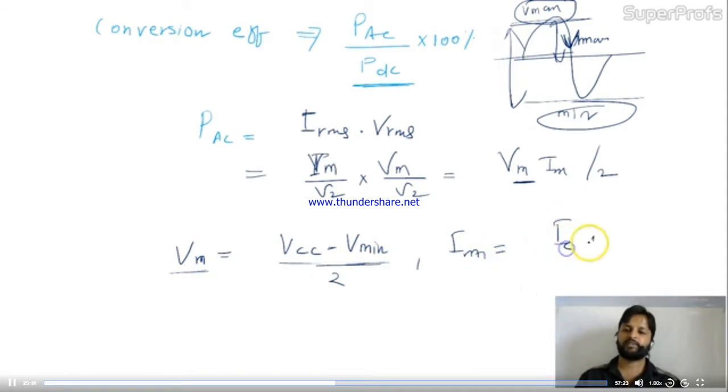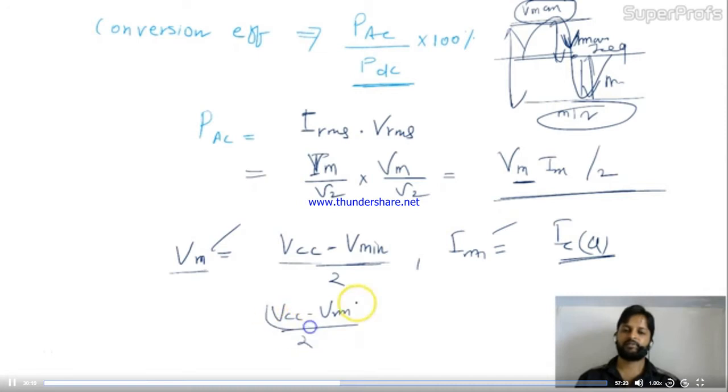Im over here is given by ICQ. Now friends, ICQ is the maximum current. Yes, we have seen, because this was the middle current ICQ and this is the level of Imax, so this is equal to ICQ. Now if you multiply these two quantities, or put the value of Vm and Im over here, you will get (VCC minus Vmin) divided by 2 into ICQ.